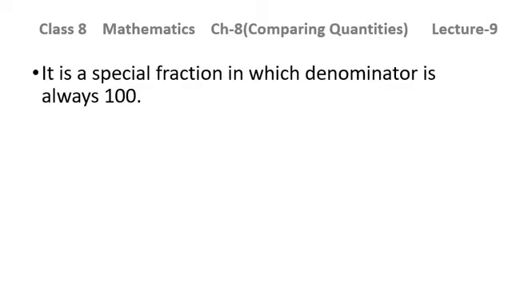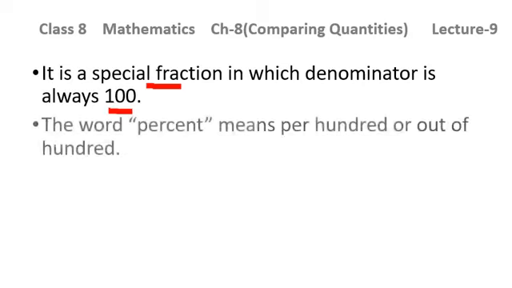Percentage. The word percent means per hundred or out of hundred, or basically it is a special fraction in which the denominator is always 100. Whenever you see a percentage sign, you need to write the denominator as 100. And the word percent means per hundred or out of 100.